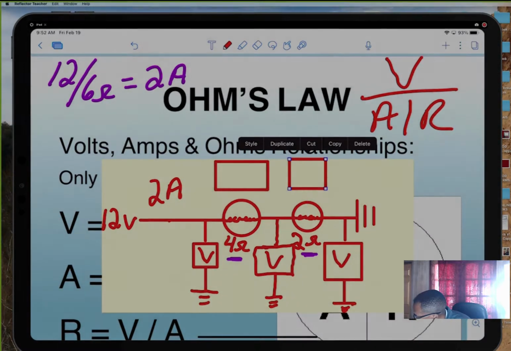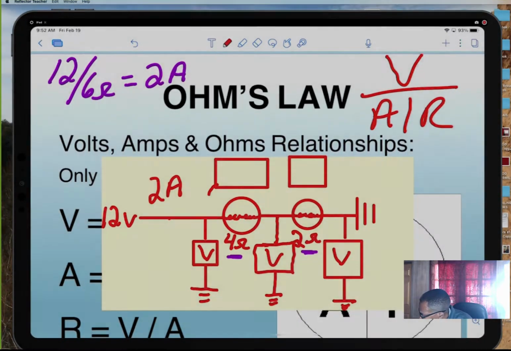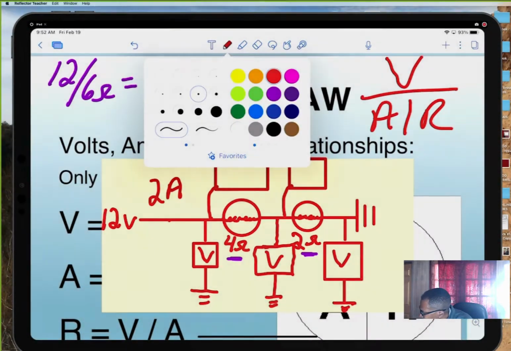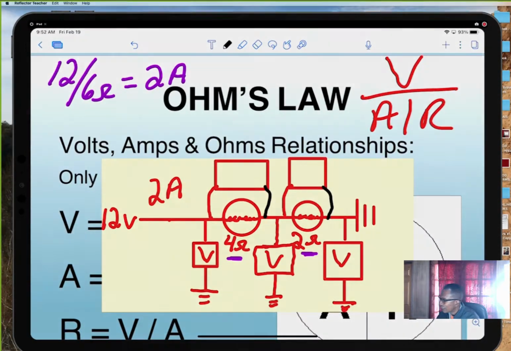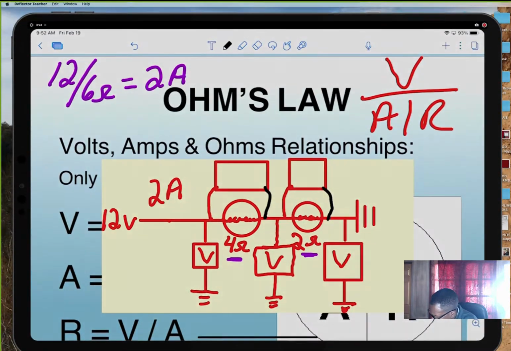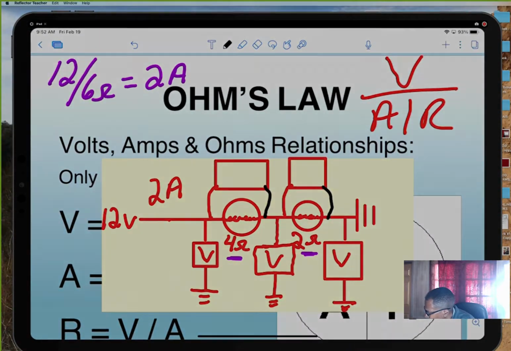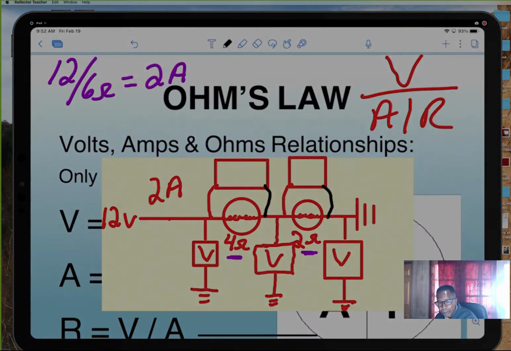It's hooked up in parallel. Got one lead here. The black lead goes to the other end. Now I'm checking the pressure differential between the two leads. Okay. Now we're gonna use Ohm's law to figure that out.